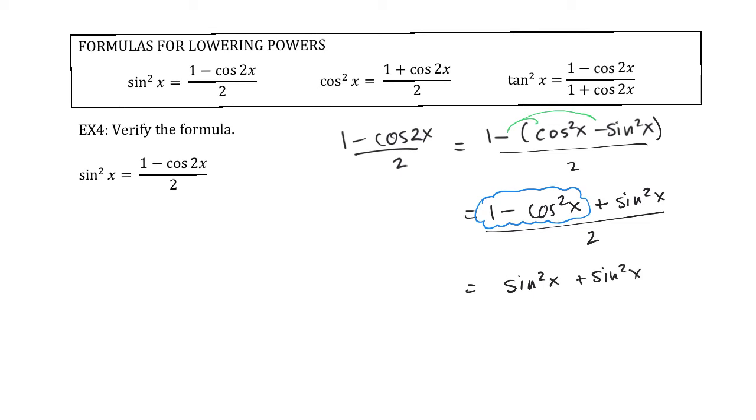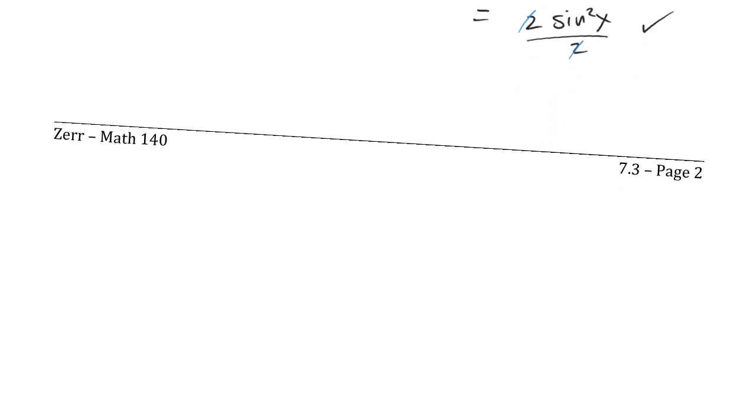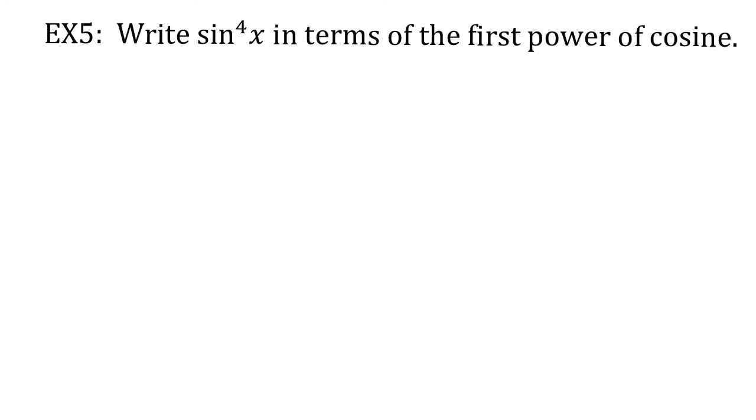And then we still have that original sine squared of x in our numerator, so that gives us 2 sine squared of x in the numerator. And then those will just simplify, and we have shown that that formula really does hold true. All right, I'm going to do one more example in this.